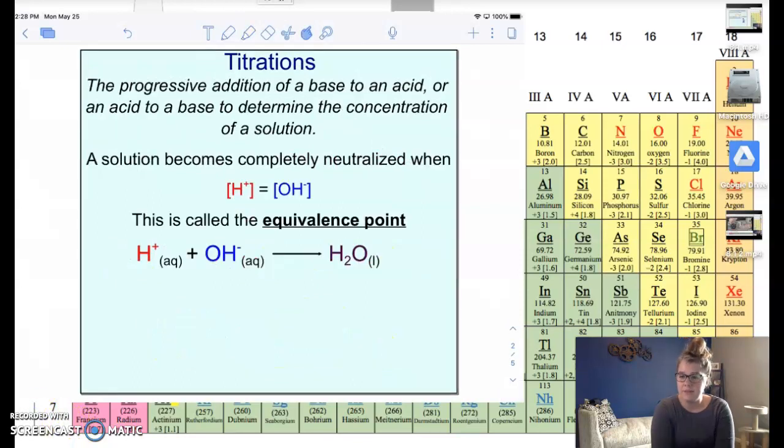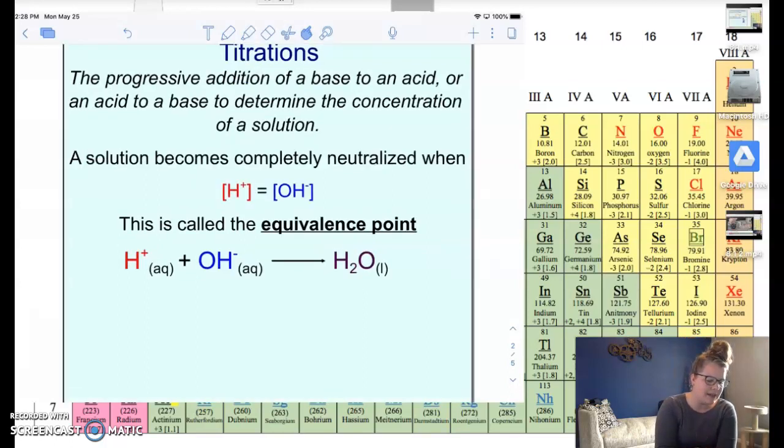So with this idea of neutralization, we can do something called a titration. A titration is the act of slowly adding an acid to a base or vice versa until you get the solution to be completely neutral, and then using that data in order to figure out the concentration of either that acid or that base you are titrating with.